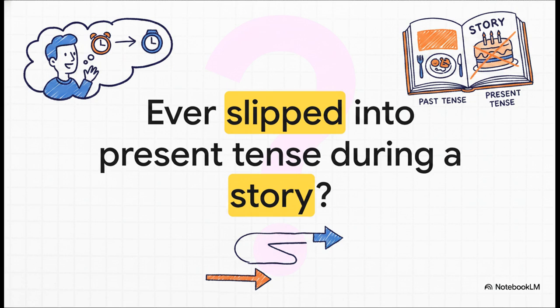People start in the past simple. They'll say, we went to the restaurant, we ordered food, and then they accidentally switch gears to the present tense, saying, and the waiter brings out this huge cake, usually just to make the story feel more vivid and exciting.